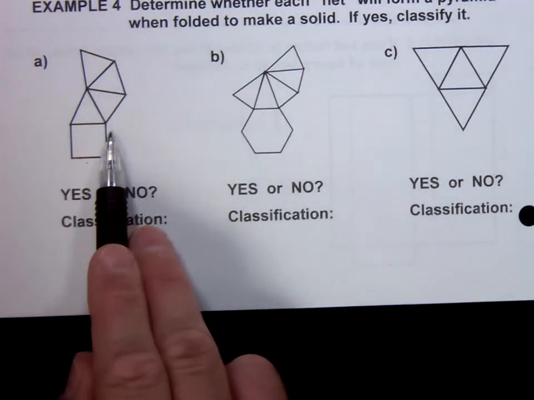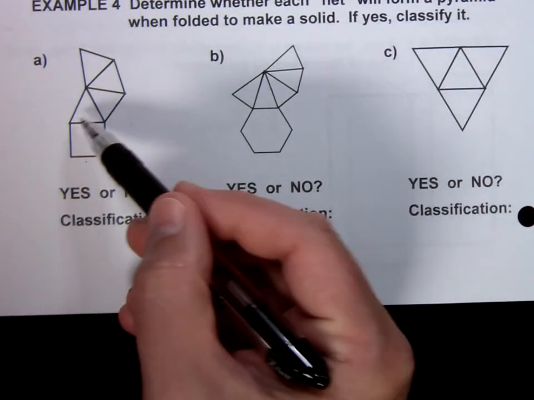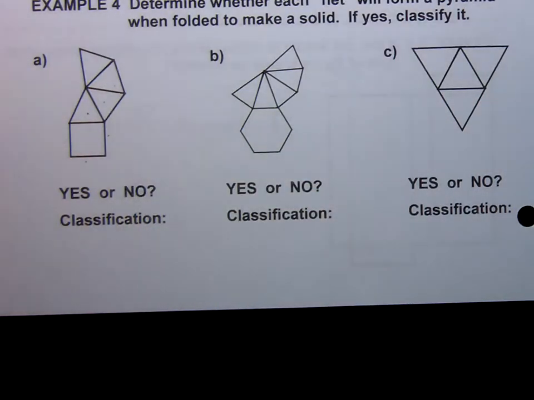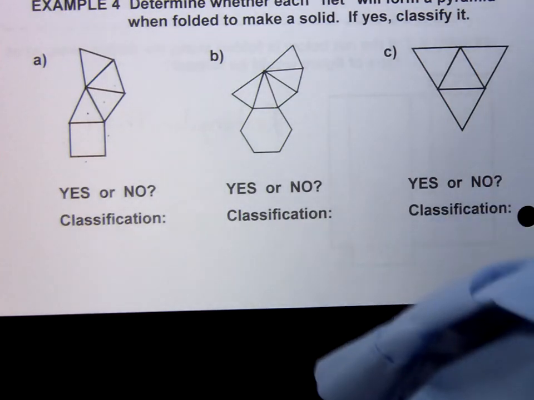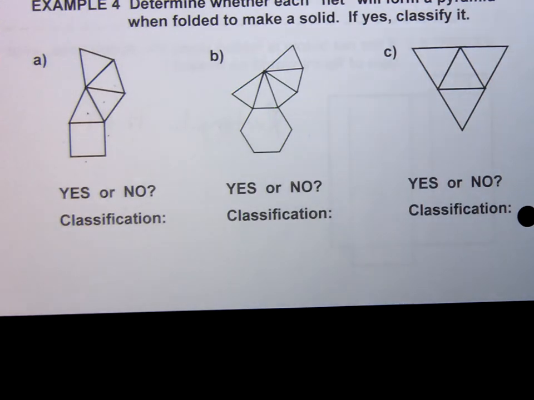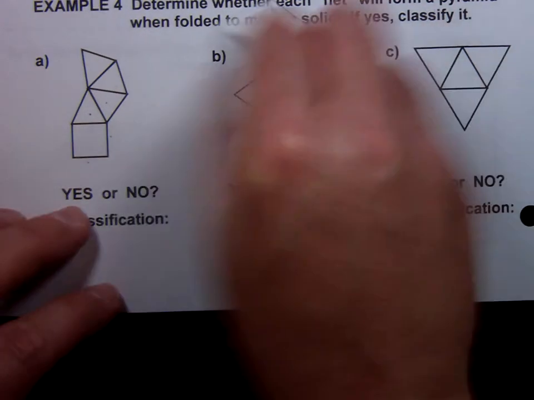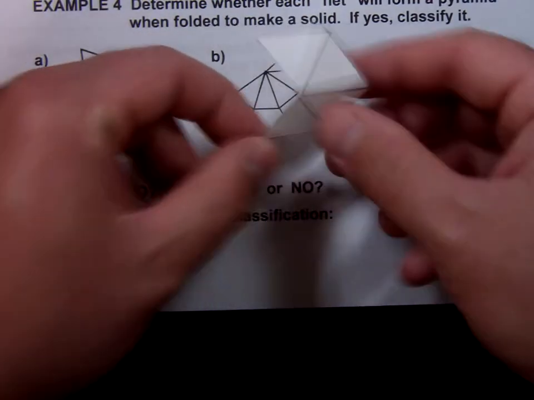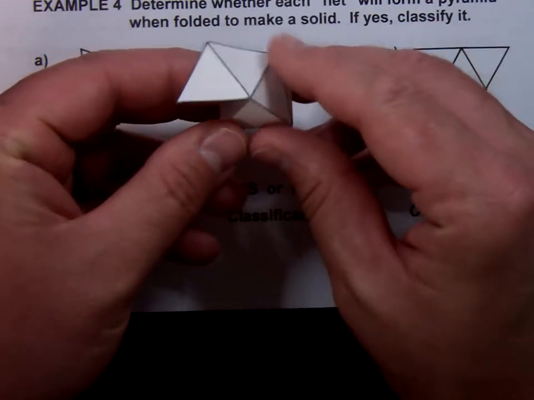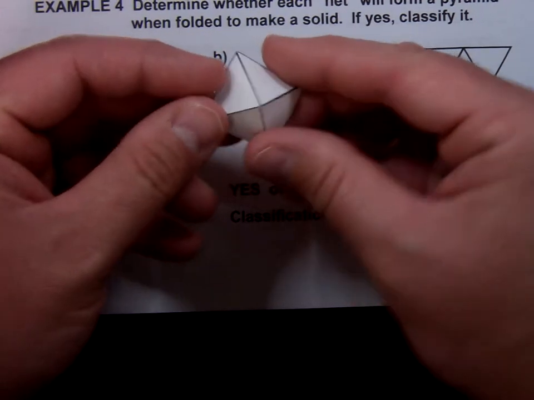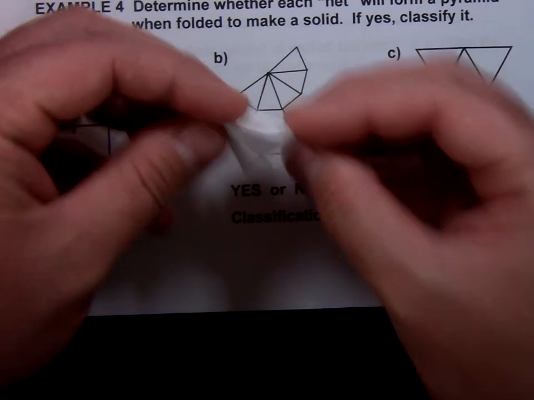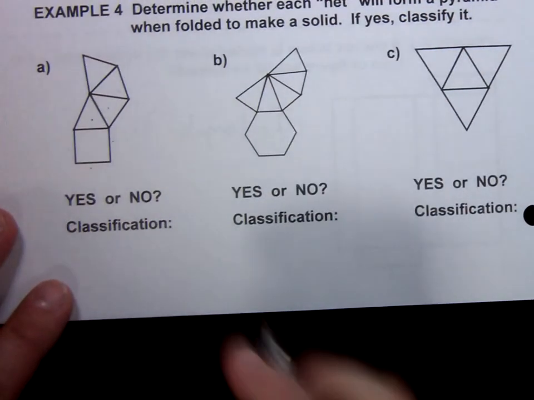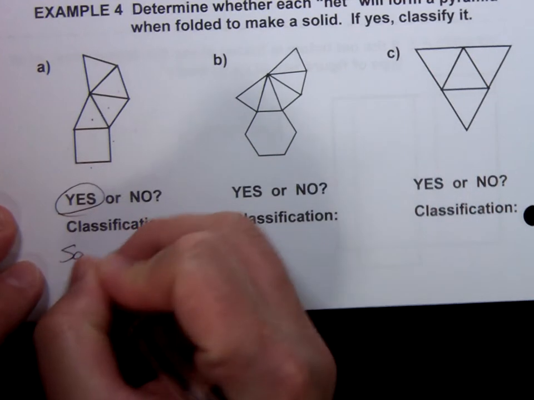So there should be 1, 2, 3, 4 triangles. I count 1, 2, 3, 4 triangles. And this would indeed fold up to create the pyramid. Here is that figure. And if I fold this square under to be the base, these come around, and there is my square pyramid. So this one does. We're going to call it a square pyramid.